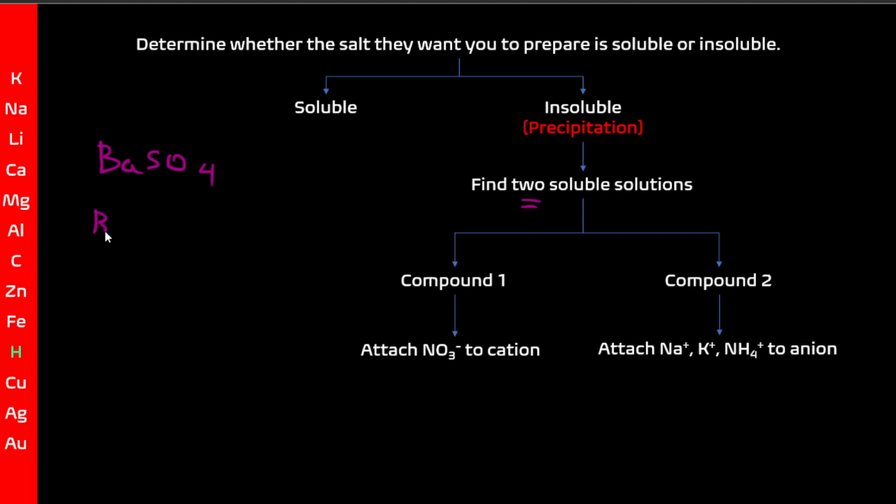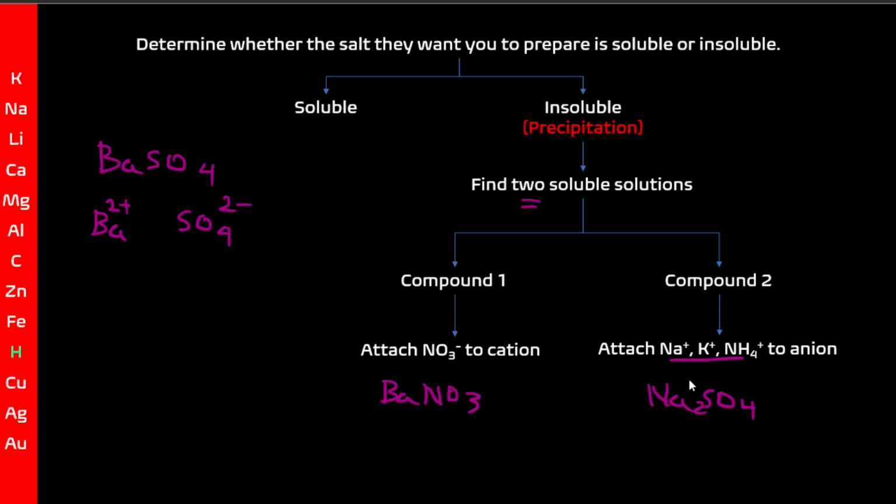Ba is Ba2+, this is your cation. SO4 is your anion, which is SO4 2-. For the first compound, you attach the nitrate NO3- to the cation, so you will get barium nitrate as your first compound. For your second compound, it could be sodium, potassium, or ammonium attached to your sulfate ion. So let's use Na2SO4.